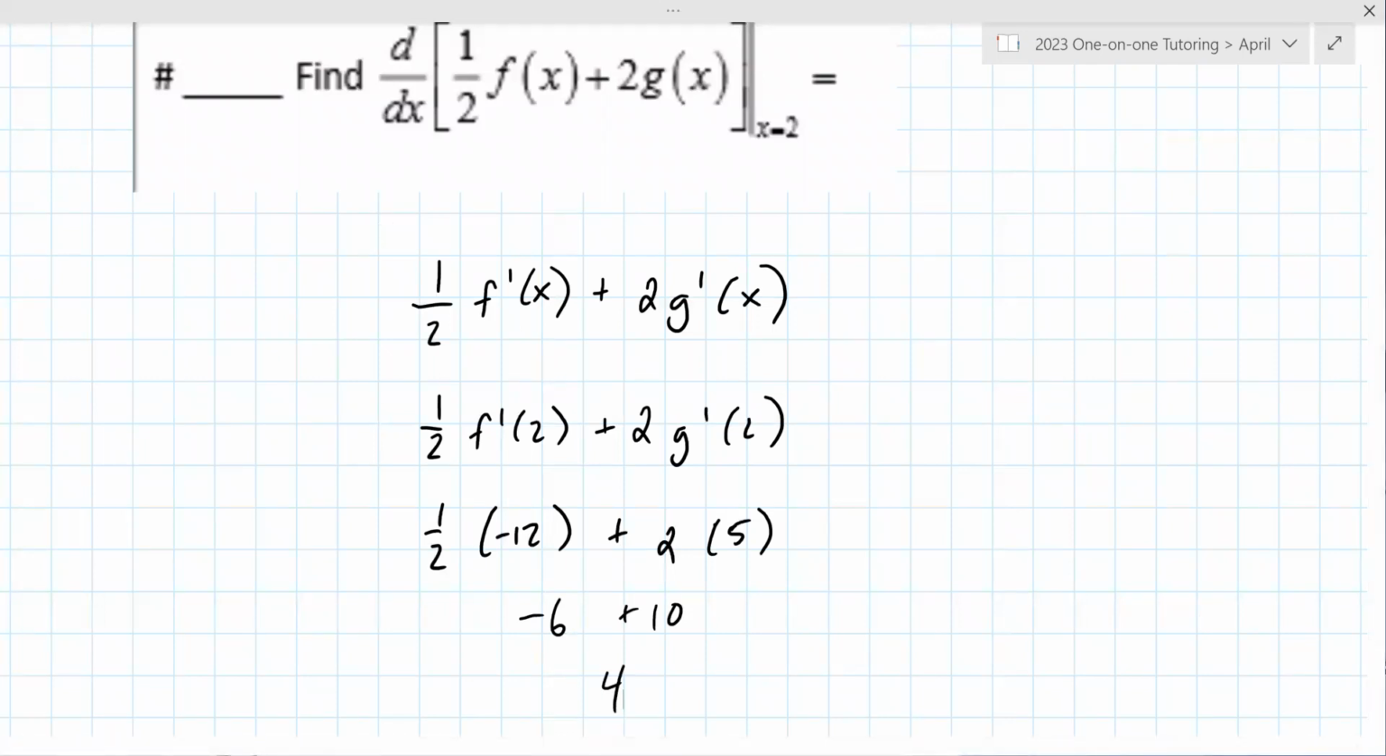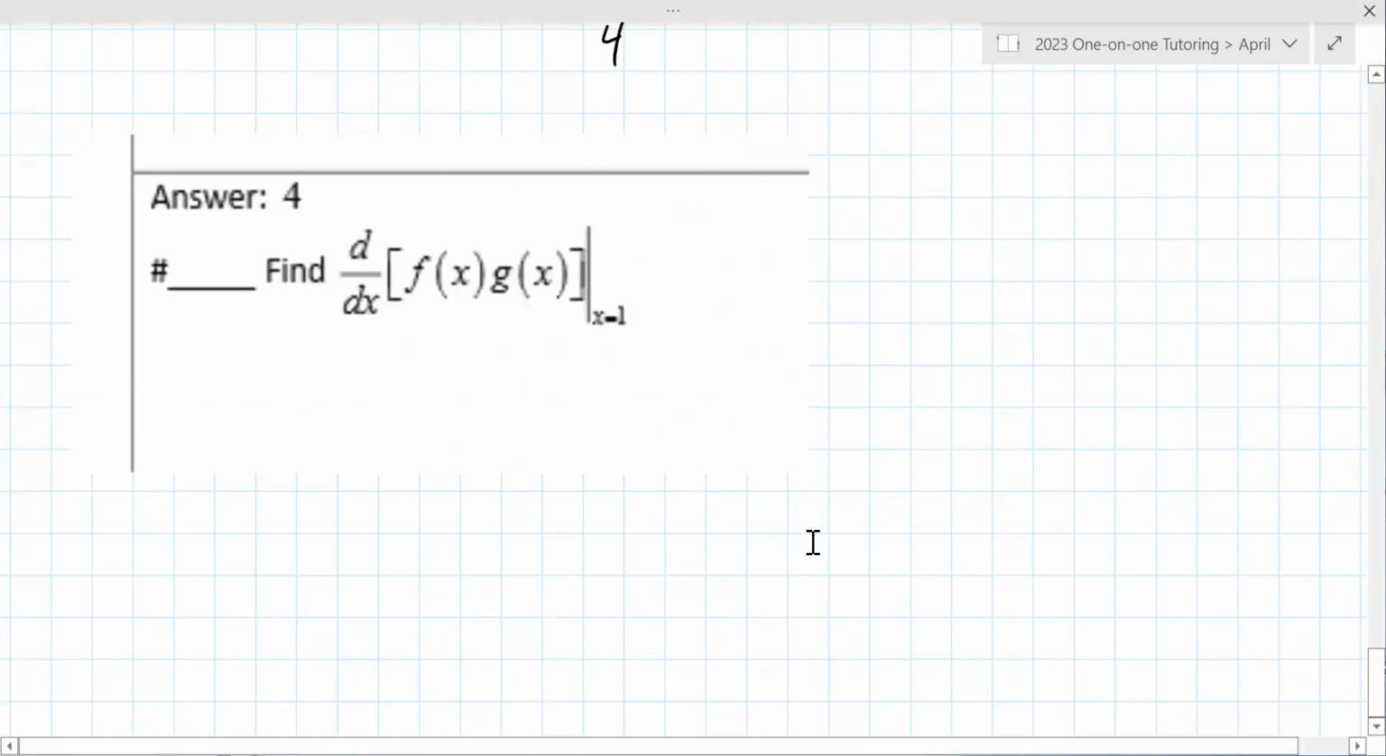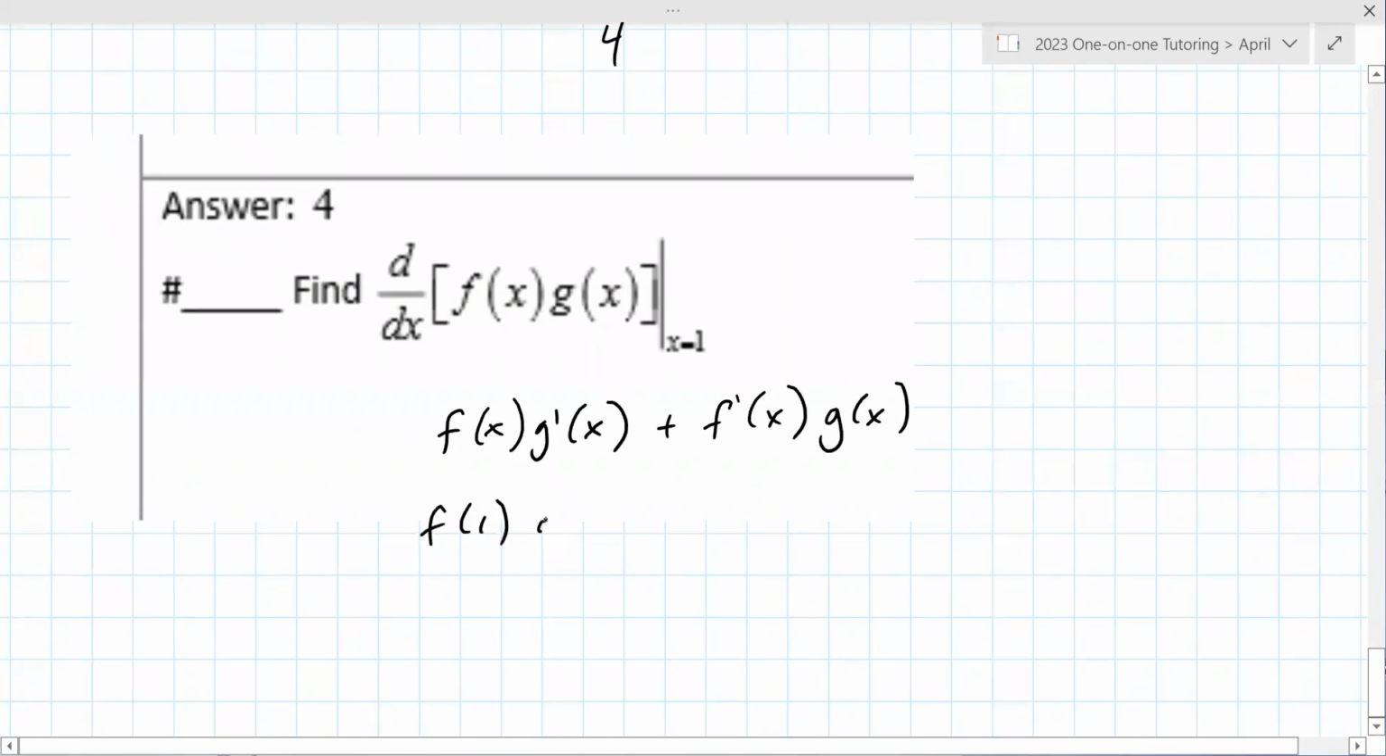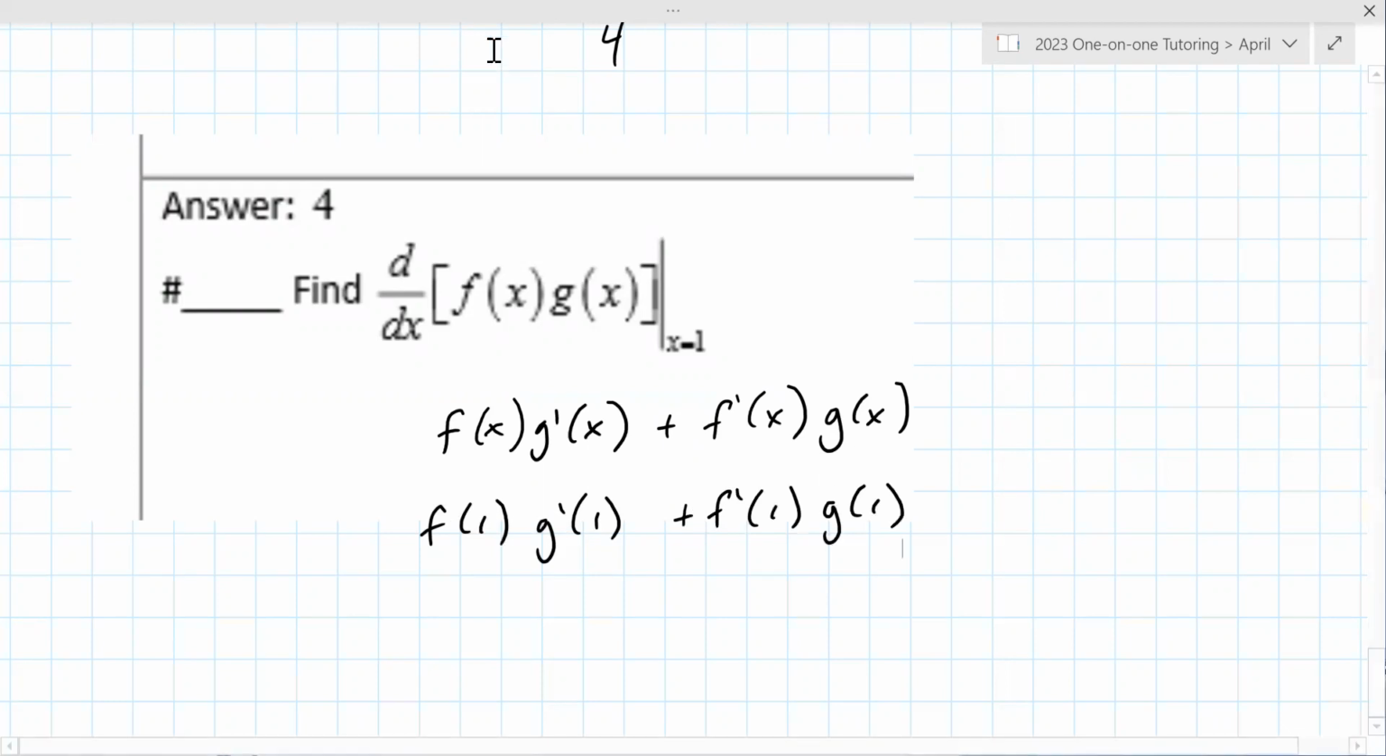So where do we go? Looks like it's second page, middle. Yeah. So now we're doing product rule. All right. So your product rule here is f of x g prime of x plus f prime of x g of x, f of 1 g prime of 1, f prime of 1 g of 1. So you got to know your product rule.